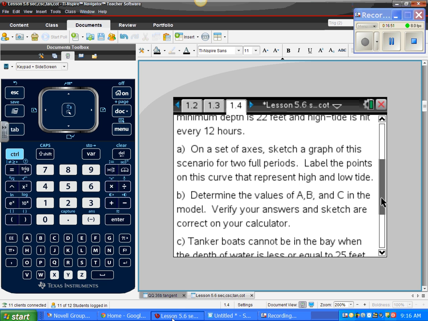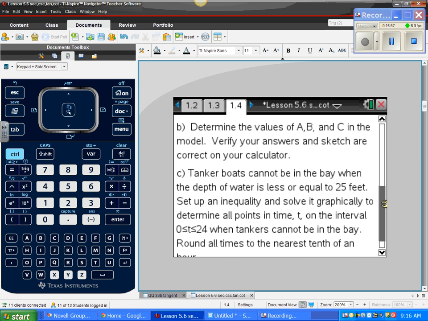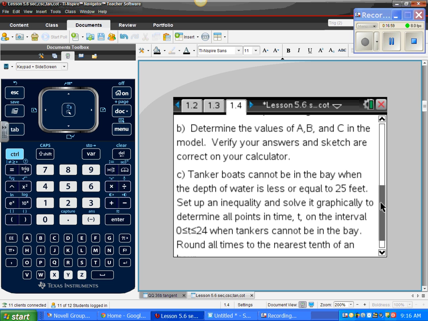All right, so let's read part B. Determine the values of A, B, and C in the model. Verify your answers and sketch are correct on your calculator. Sketch to make sure it's correct on your calculator. So we should be good with A, B, and C. We did that already. We're going to use our calculator to sketch this out to make sure that our sketch on paper is appropriate. Okay? So you're going to learn how to do that.